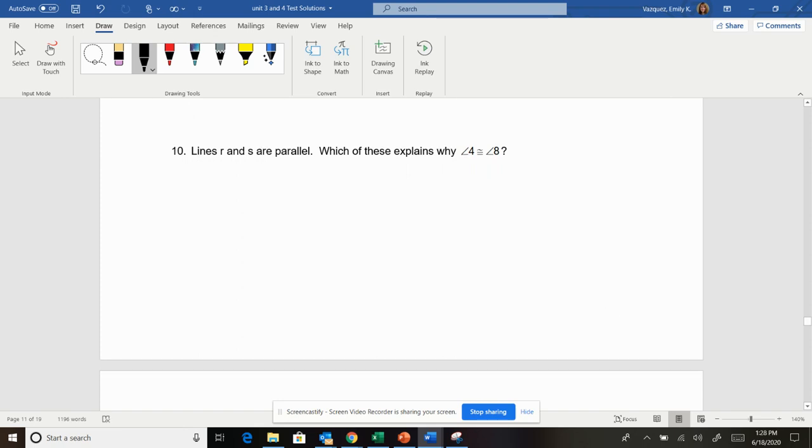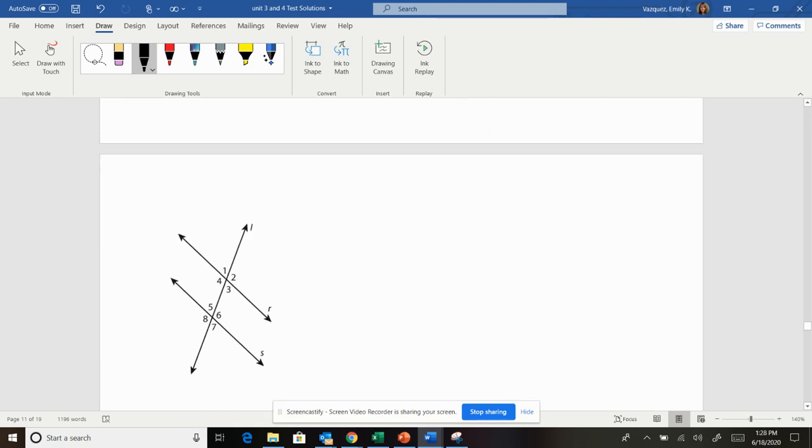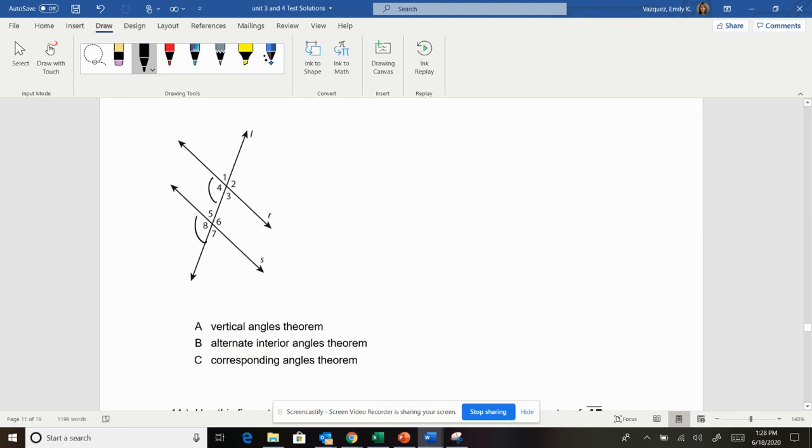Okay, number 10, which of these explains why angle 4 is congruent to angle 8? There's angle 4 and there's angle 8. This is what I mean. Vertical angles theorem looks like that. Alternate interior angles is between R and S.